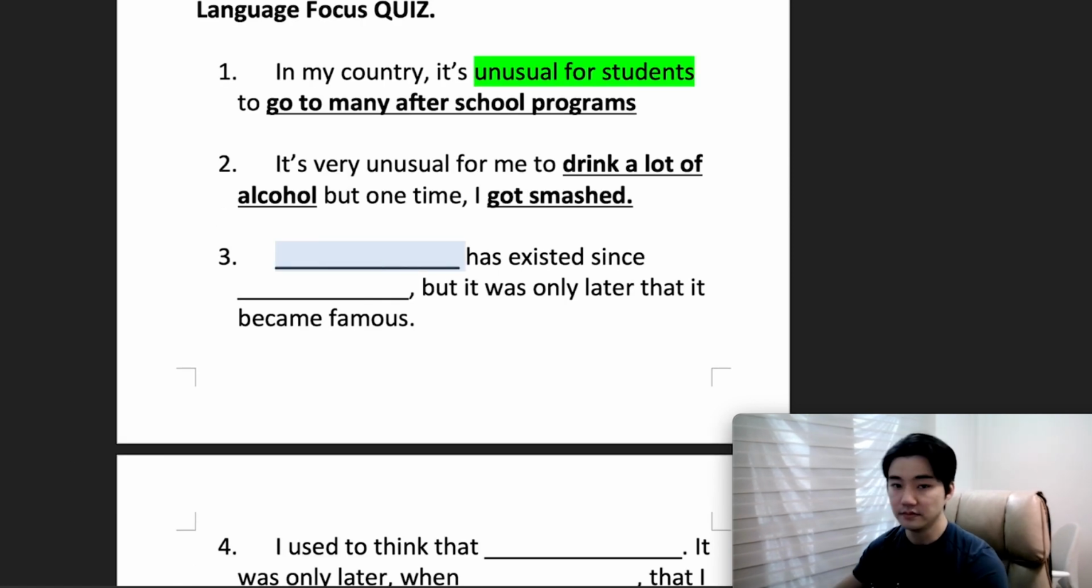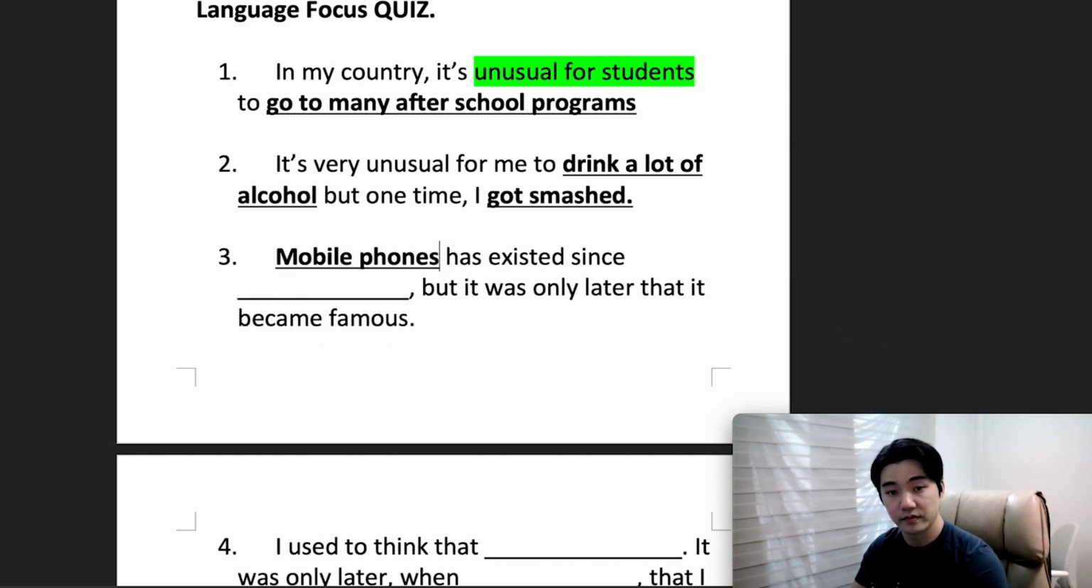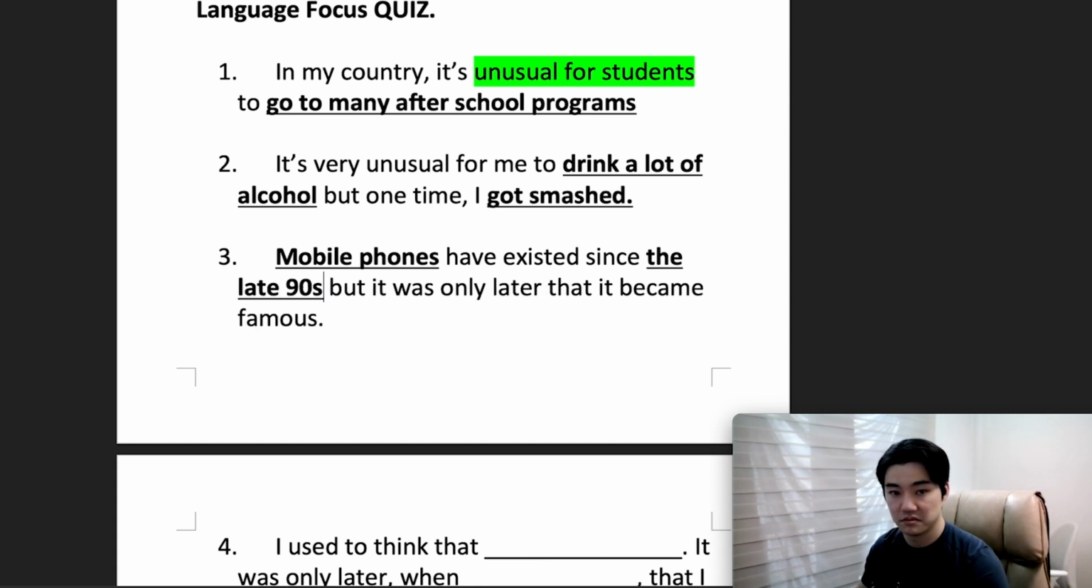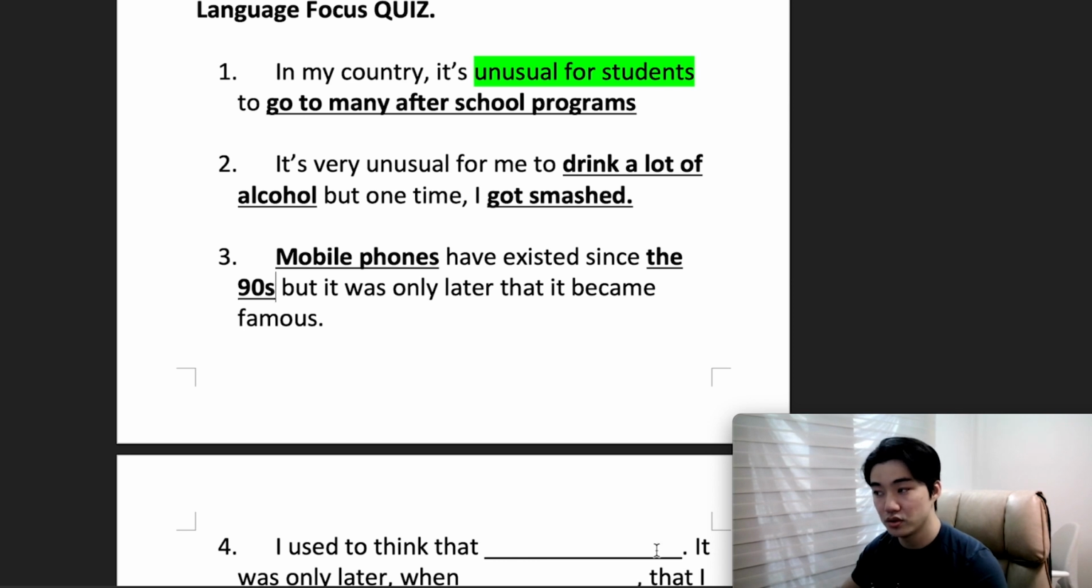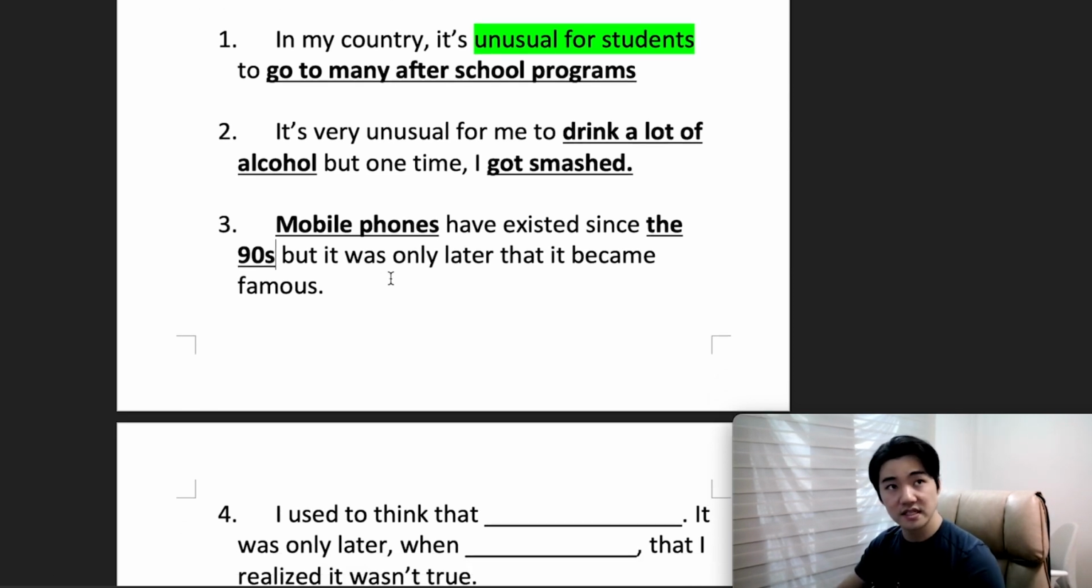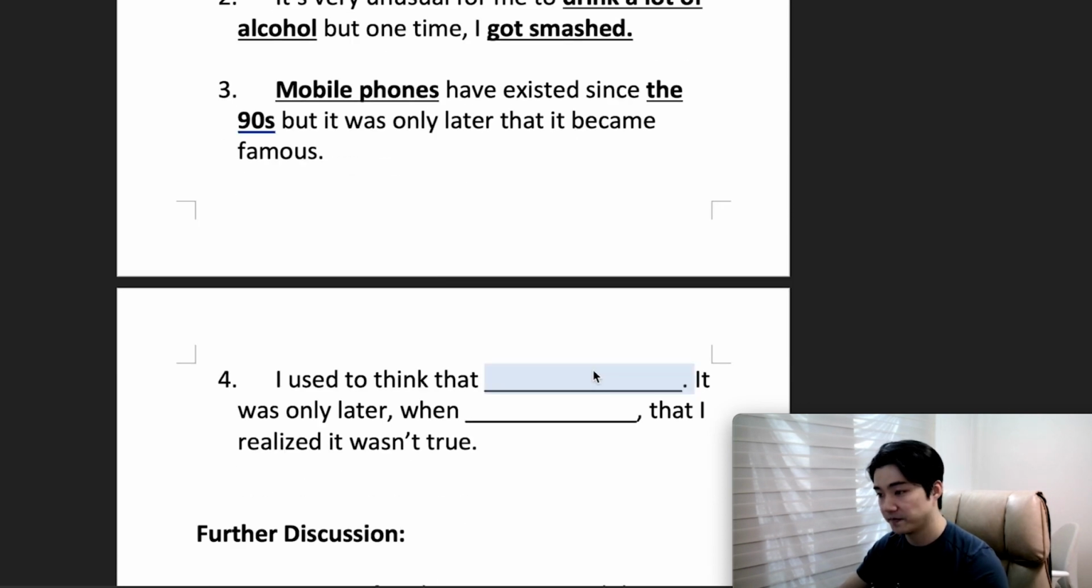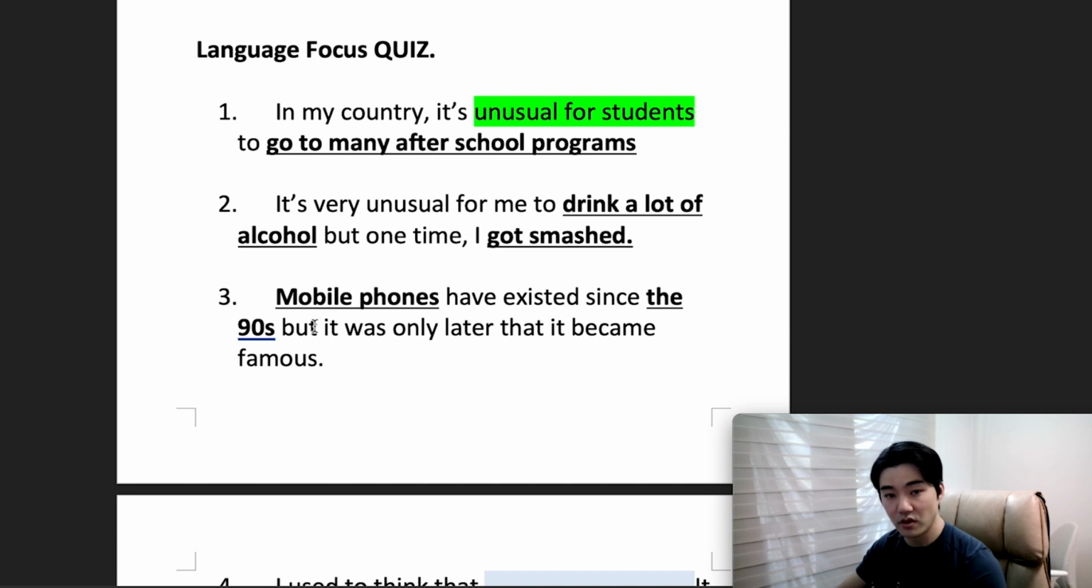3번. Mobile has existed since, but it was only later that it became famous. Let's say mobile phones. And then we have to change has to have. Mobile phones have existed since, the late 90s? Maybe earlier? The 90s? Let's just say the 90s. But it was only later that it became famous. 휴대폰은 90년대부터 존재해왔지만 그것이 유명해진 것은 그 후였다. So, though they've existed for a long time, it was only later that they became famous. And remember, 3번 it was only later.